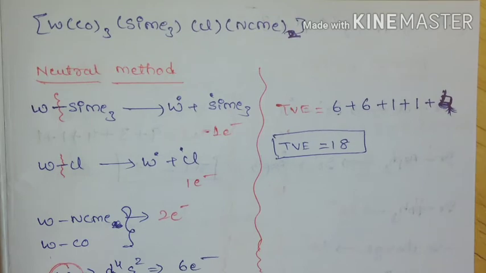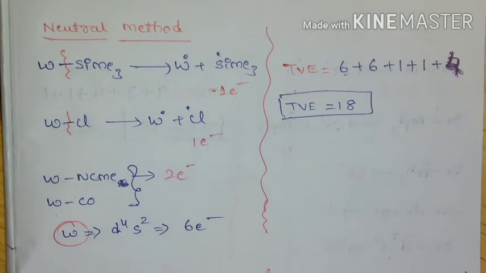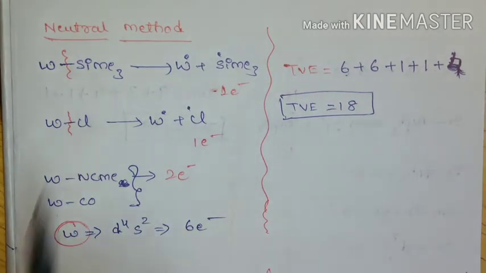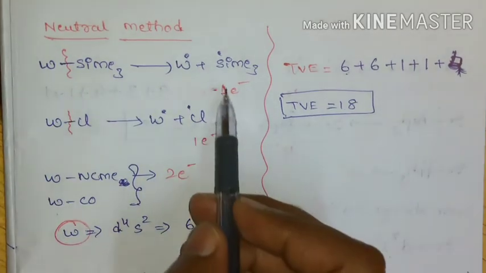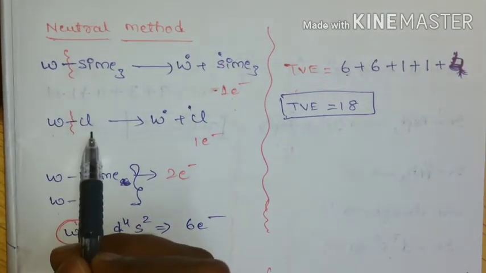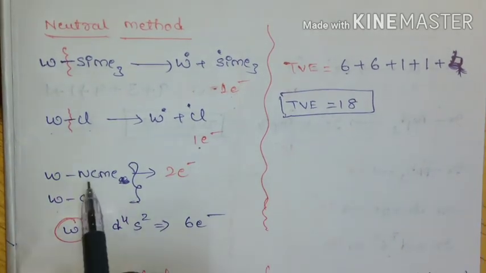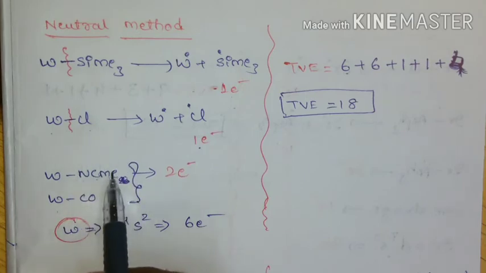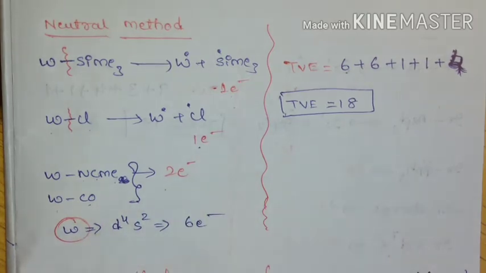If you come to this complex, tungsten CO thrice, SiMe3, Cl, NCMe twice. So here first we will see the neutral method. In the neutral method, homolytic cleavage of tungsten and this SiMe3 is going to contribute 1 electron. Tungsten chloride, if I do homolytic cleavage, here also it is going to contribute 1 electron. NCMe is a neutral ligand. CO is also neutral, so both are going to contribute 2 electrons.